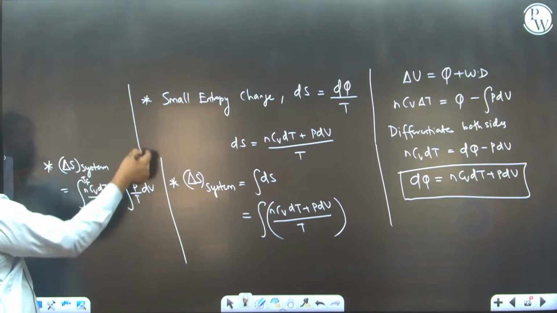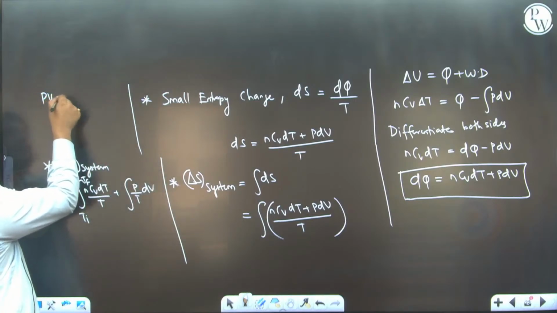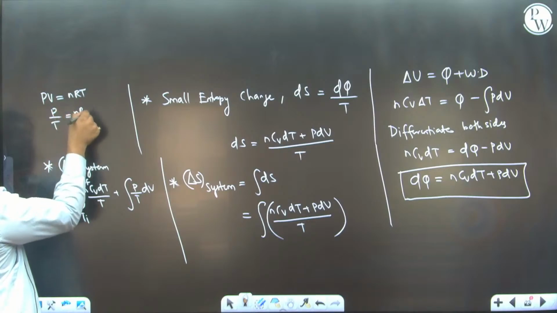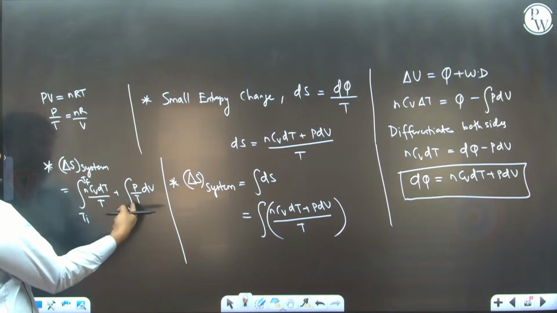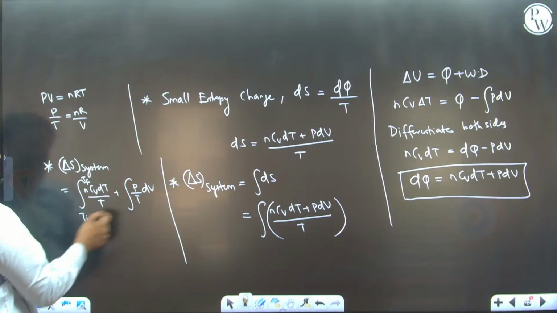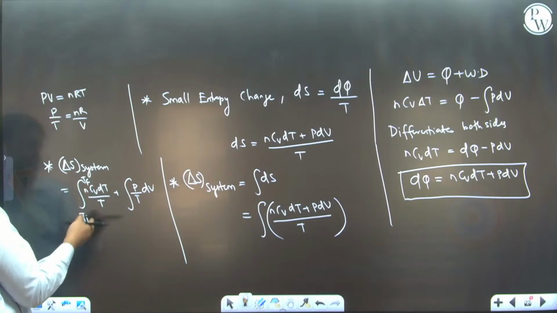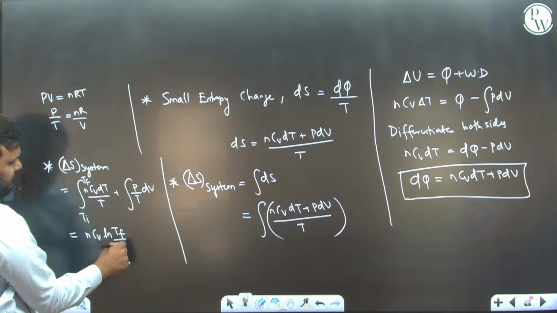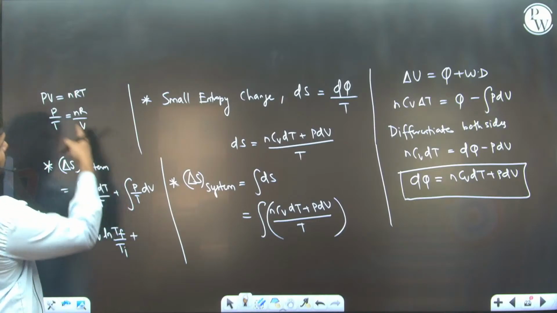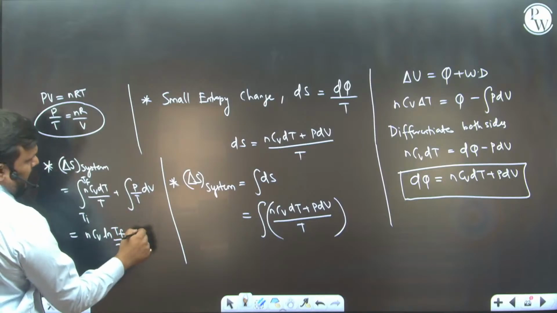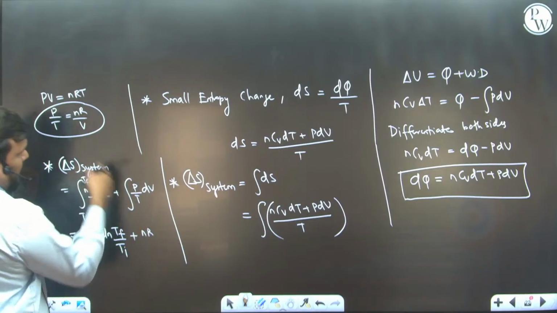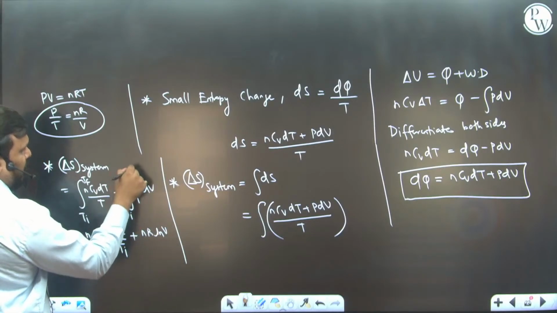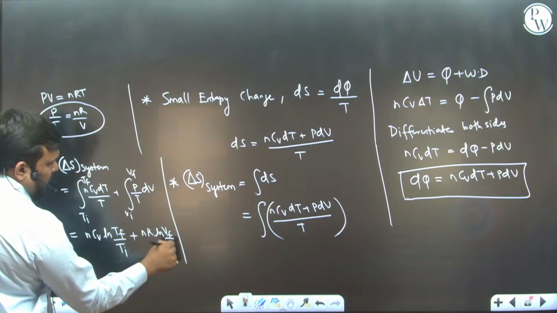For this we have to use the ideal gas equation, PV is equal to nRT. So P by T will be equal to nR upon V, because we cannot integrate this, along with dV we should have the V term. Okay, so the integration of this will be nCv ln T final upon T initial, and over here instead of P by T we are having nR by V. So nR by V, and the integration will be natural log of V, limits V initial to V final. So we are getting V final upon V initial.